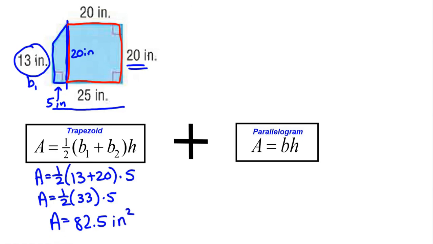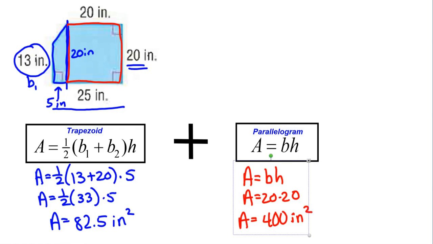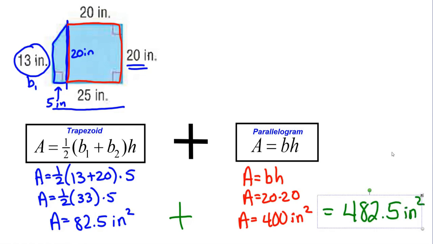Now I just need to find the area of my parallelogram here, which is a square. It's a 20 by 20 square. So the area is base times height, which is 20 and 20. That gives me an area of 400 square inches for the square. Now I just need to add these two areas together, and that gives me 482.5 square inches for the entire composite figure.